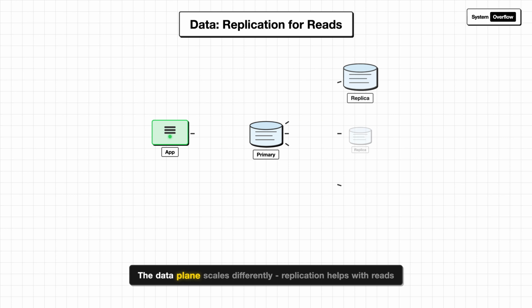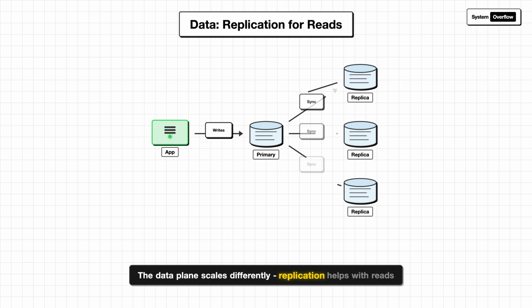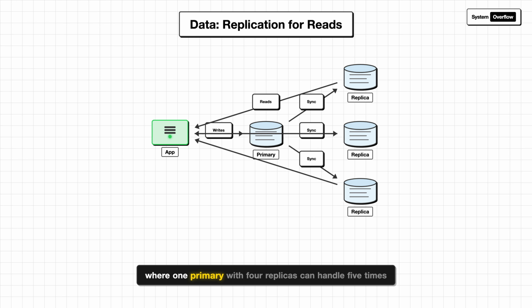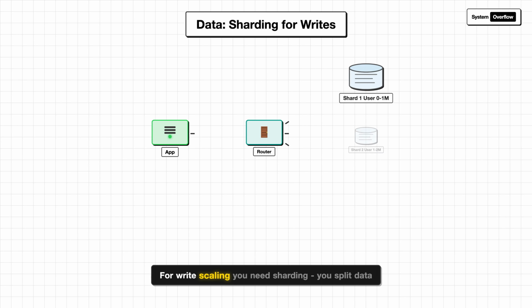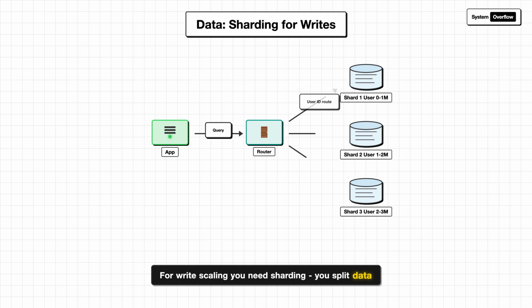The data plane scales differently. Replication helps with reads, where one primary with 4 replicas can handle 5 times the read traffic. But all writes still bottleneck on that single primary. For write scaling, you need sharding. You split data across multiple shards where each has its own primary. So now writes scale linearly as you add more shards to the system.